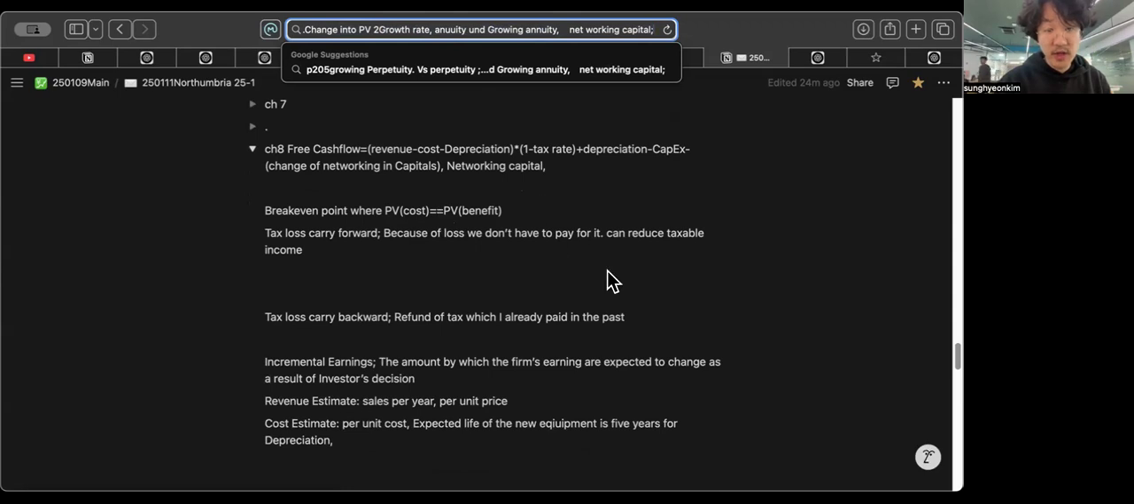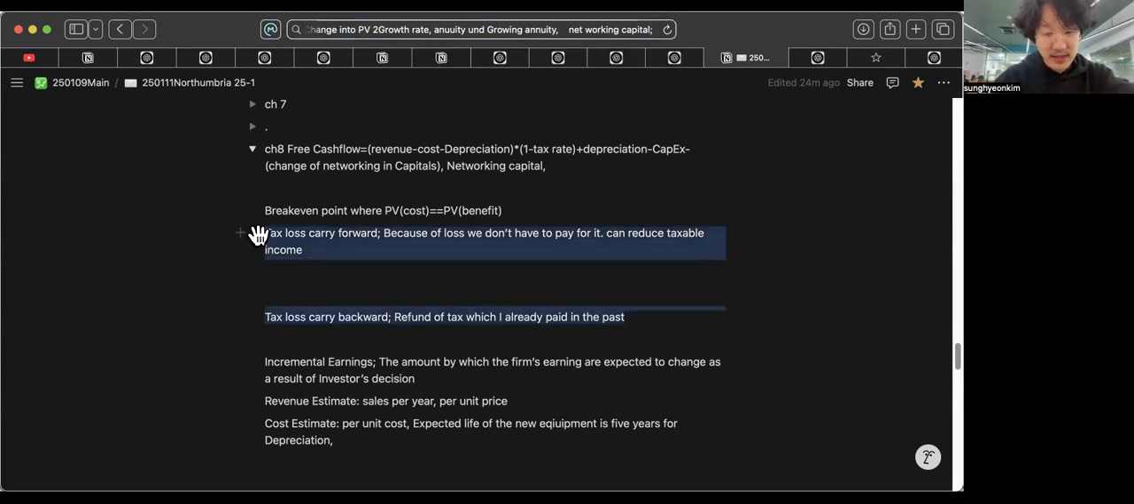And the break-even point, and for tax loss carry forward, there was a loss that happened, so we can reduce the taxable income. Tax loss carry backward is when you get a refund of tax which I already paid in the past. This is tax loss.